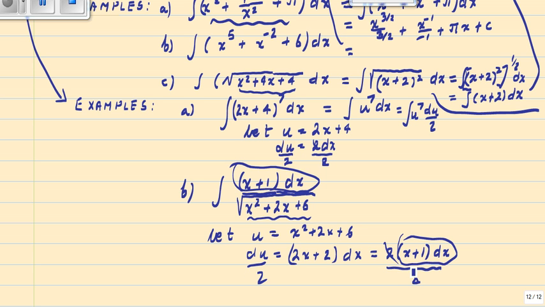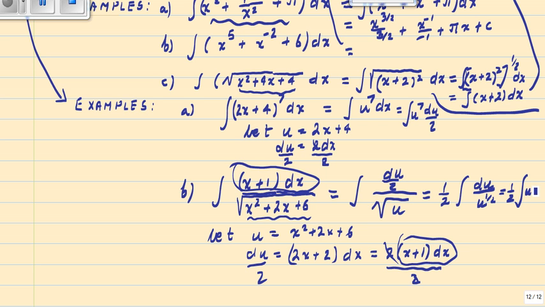And then we can go and rewrite this integral. So the integral becomes x plus 1 dx is du over 2, divided by the square root, and this is u. So that's the same thing as 1/2 integral du over square root of u, which is the same thing as u to the power of 1/2. If we introduce negative exponents, so now we have 1/2 integral u to the power of minus 1/2 du. And we can integrate that.